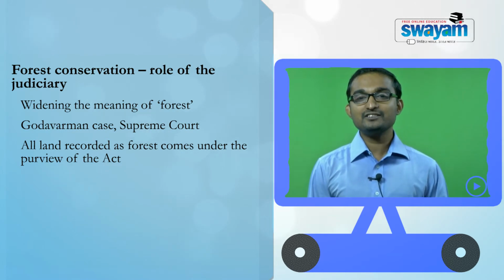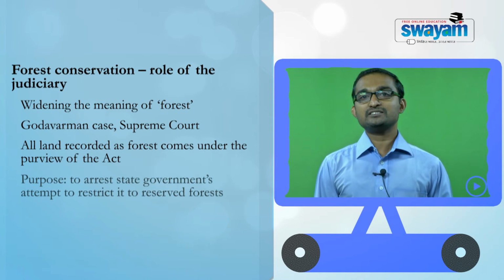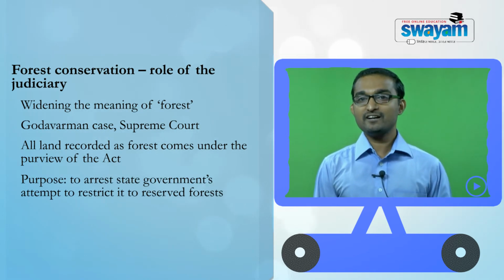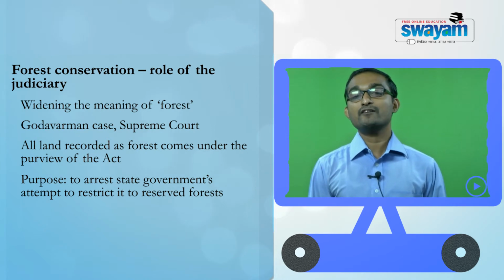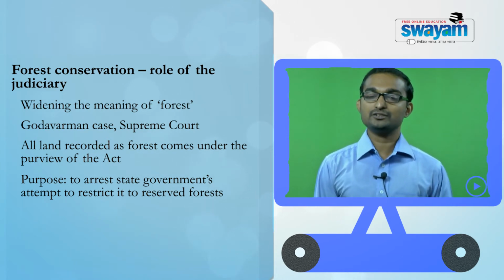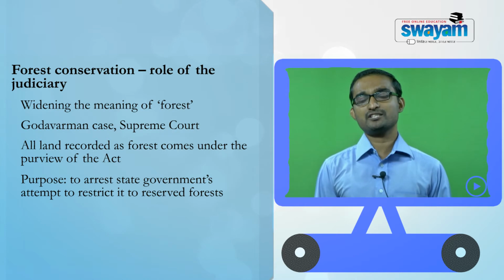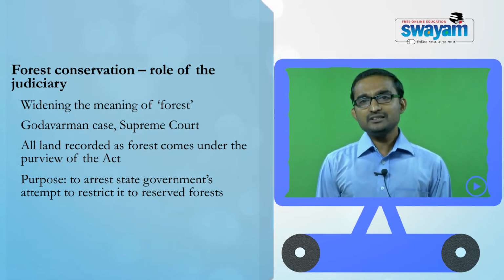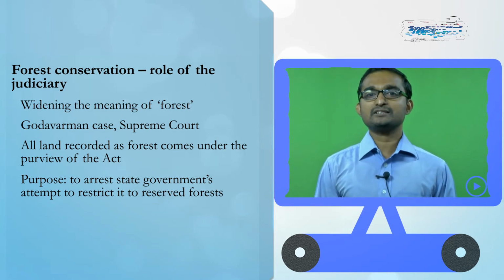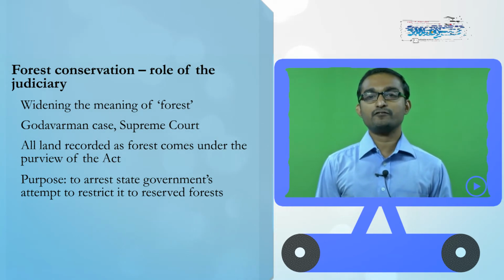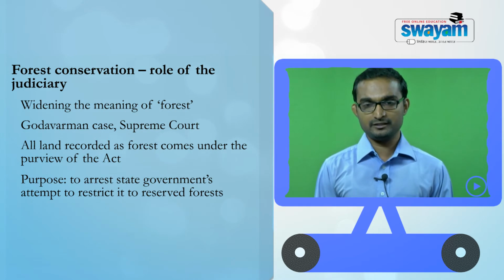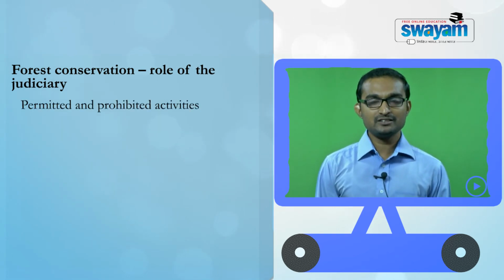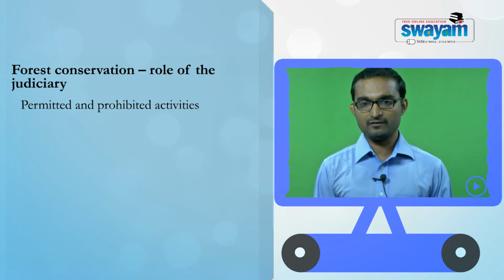The implication of this judgment is that now the state government's power is limited in terms of all forests, because the state government has to seek prior approval from the central government if they want to use any of these forests for non-forest purposes. And the Indian judiciary has also played significant roles in the regulation of various activities in the forest, whether in permitting various activities or in prohibiting several activities.